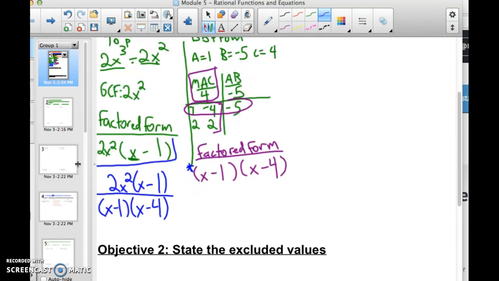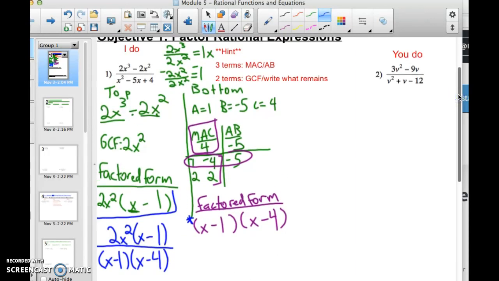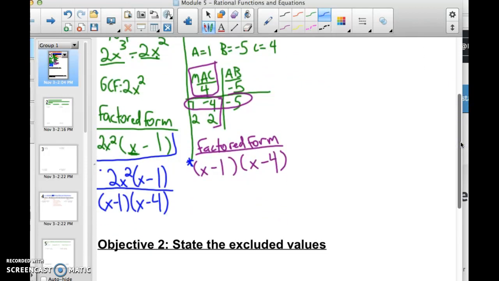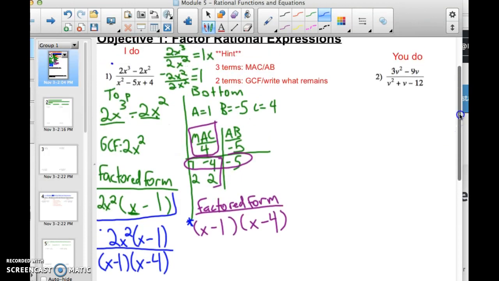All right? So in this case, I am done with objective 1. I have gone from standard form or expanded form to factored form. And this is the goal, to get pieces. If you notice, there was only one piece on the top and bottom up here. Now there are 2 pieces in each, the top and the bottom down here. 2x squared technically is a piece, and x minus 1 is a piece or a factor. And then on the bottom, x minus 1 is a factor, x minus 4 is a factor. I am done with that. So please pause the video and try to get your problem into factored form, numerator and denominator style.